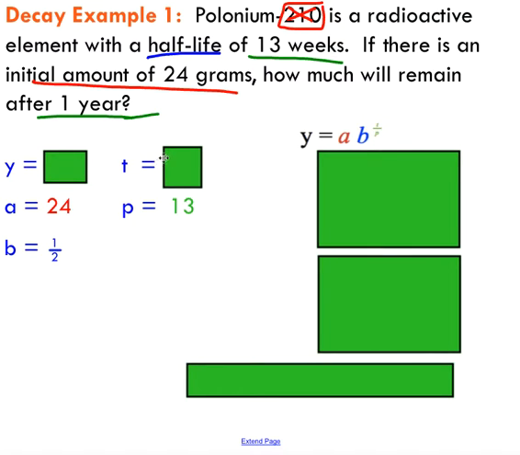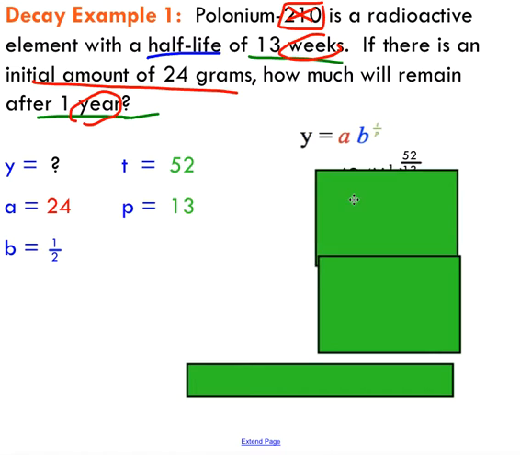So our t-value should be 1 year, but if you're keen, you're picking up that our units are not the same. We're dealing with years, we're dealing with weeks. It'd be smart of us to convert into the same unit. So let's take years, write it as weeks. There are 52 weeks in 1 year. Hopefully you know that. If not, now you do. We want to know how much will remain. That's our final amount. We've got everything we need. Let's substitute them into our formula.